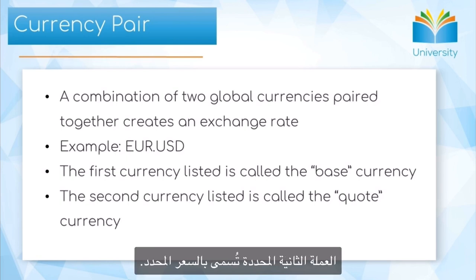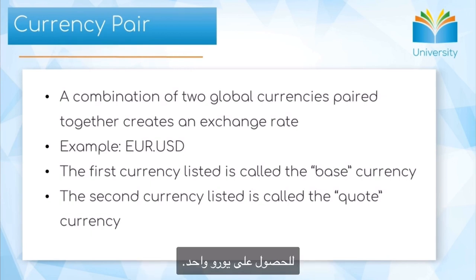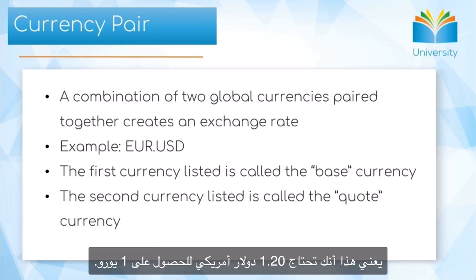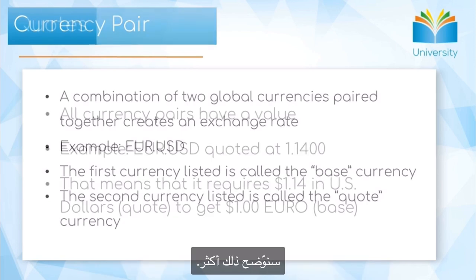The second currency listed is called the quote. The US dollar is the quote. And literally, it's telling you how many US dollars it would take to get 1 euro. That's what the exchange rate is. So if this were quoted at 1.20, it means it takes $1.20 USD to get 1 euro. We'll explore that a little bit further.